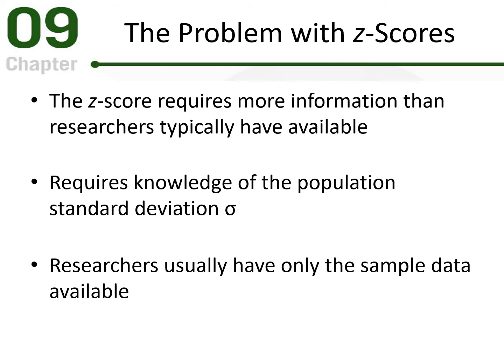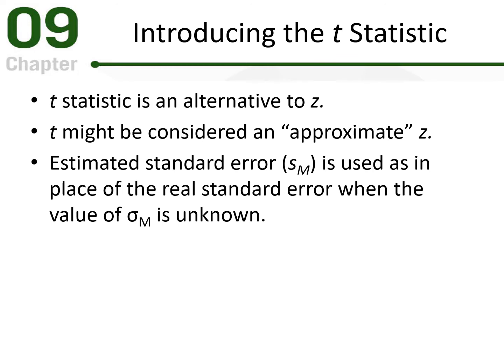So if you don't know sigma, you can't use Z, so you must use T instead. And you must use the sample variance as an estimate of the population variance. So you're going to use the sample variance to estimate sigma. But by doing that, you're going to be penalized. It's going to be harder to reject the null hypothesis. So T is an alternative to Z. You can consider T like an approximate Z.